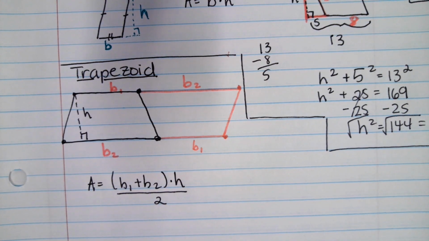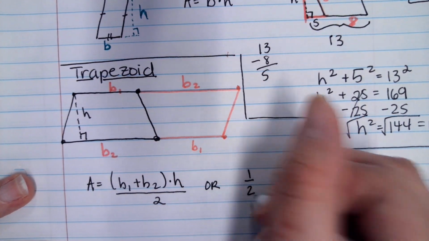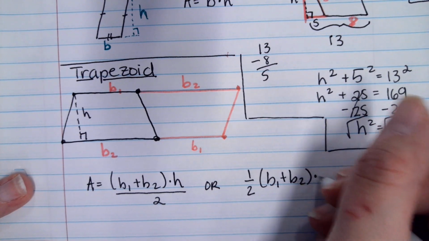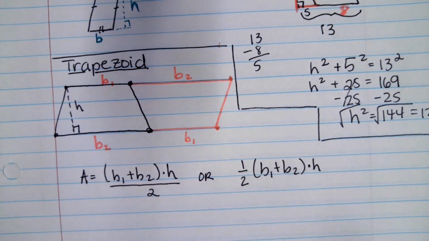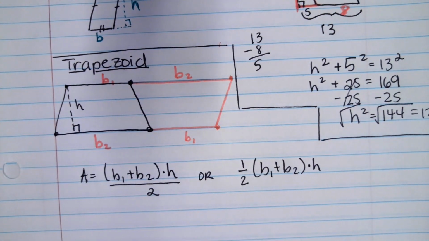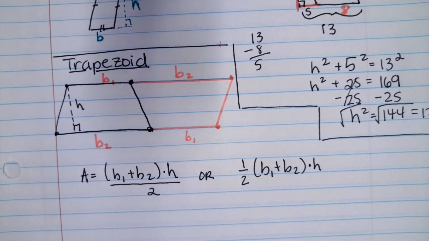So sometimes you might see it like this, base plus base times height divided by 2, or you might just see it as 1/2 base 1 plus base 2 times the height. But that's how we get the formula. You have to add the 2 bases times the height and then cut it in half, because otherwise you get double the area that you want.